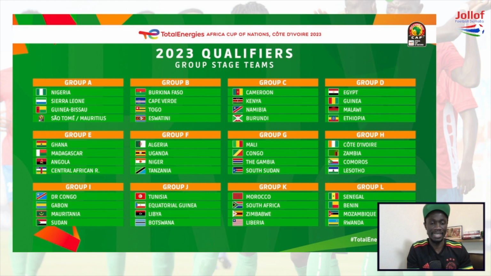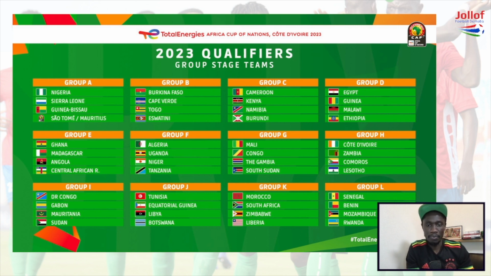Uganda, Niger, Tanzania. I'm not really sure about all these three teams. I don't know much about their football. But yeah, I would say Algeria are the favorites. So if I am going to back another one, I think I will give it to Uganda because I am a Ugandan friend in Japan here. So I will give it to Uganda to qualify. That is my choice. Of course, you have the right to disagree.